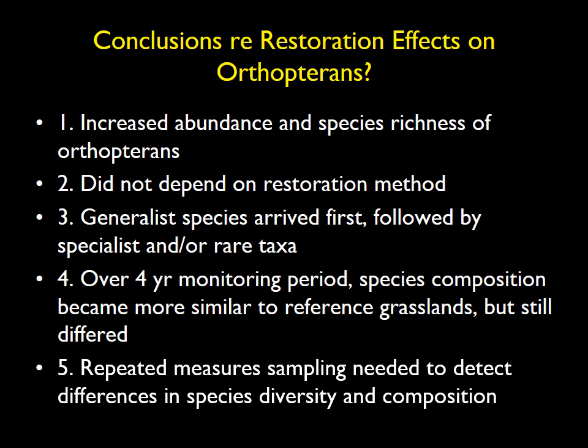But they found that a space for time substitution was not effective at detecting differences in species diversity and composition. You really had to sample the same site year after year to be able to catch that. So some of these more subtle differences might not be apparent using space for time. In some cases, that repeated measures sampling might really be necessary.